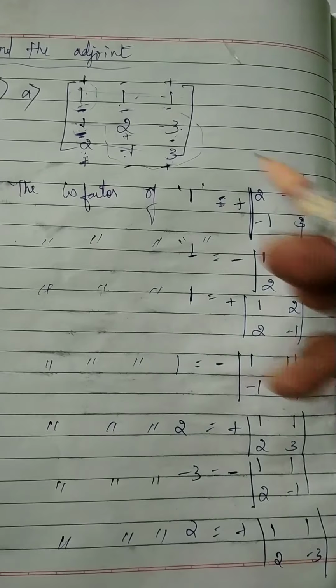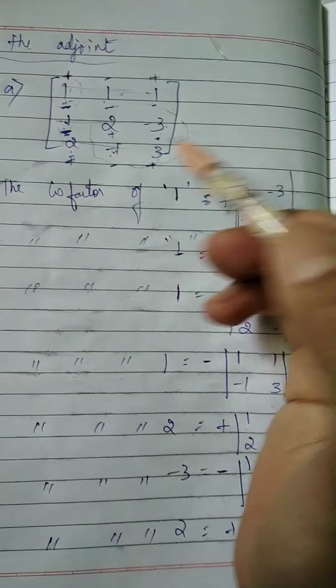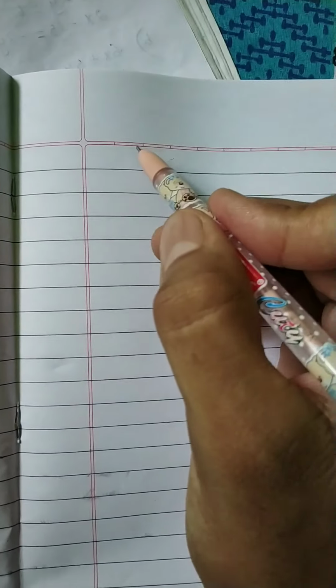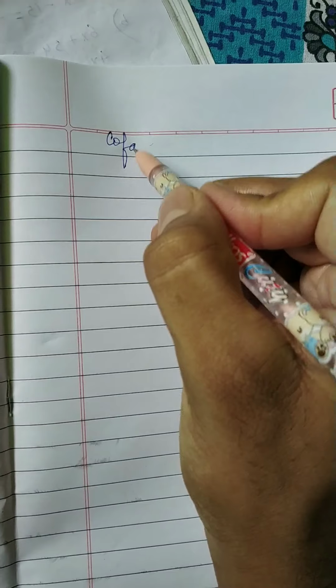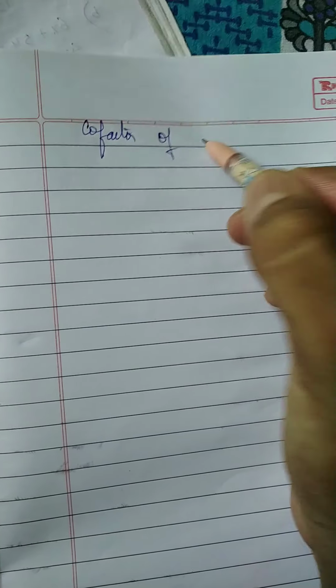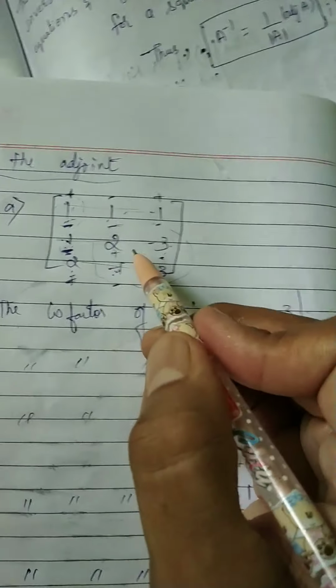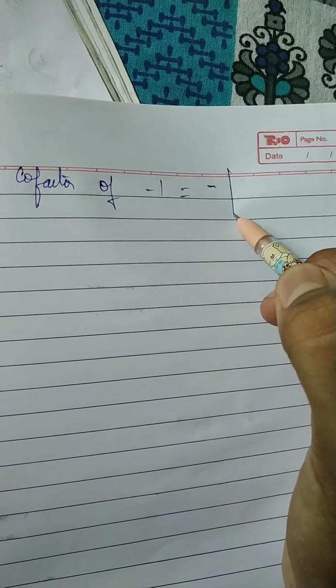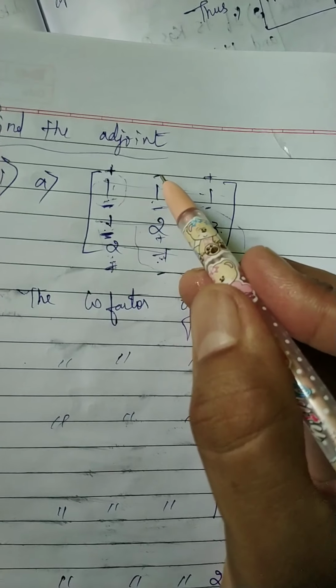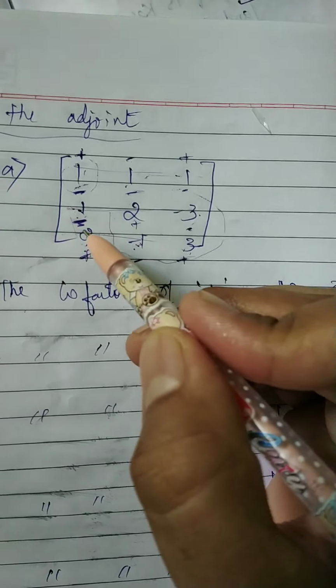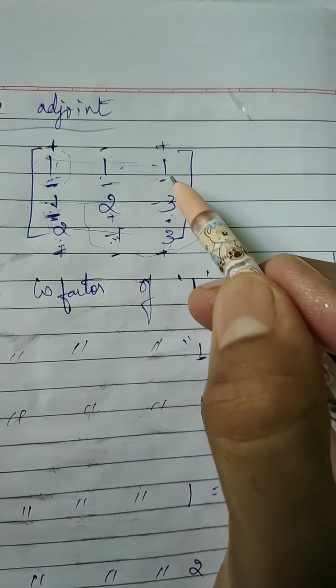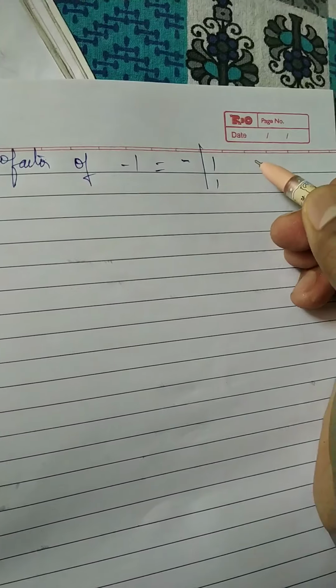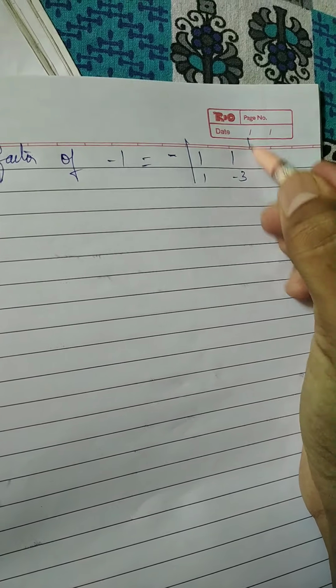Again, what about this minus 1? I'll write the cofactor of minus 1 here. What is the sign it has here? It has minus. So it will be minus of, and what are the elements we get after deleting the column and row? We get 1, 1, 1 and minus 3.